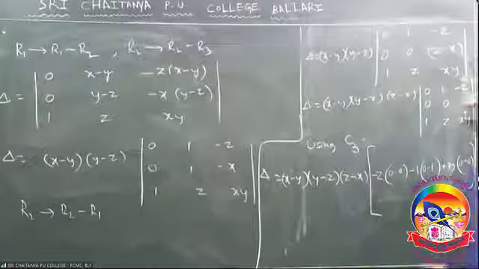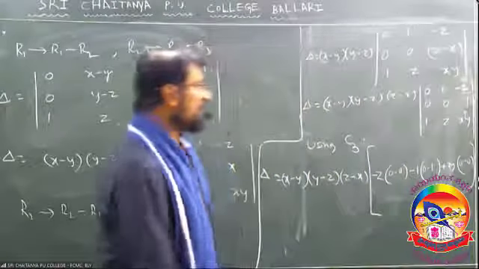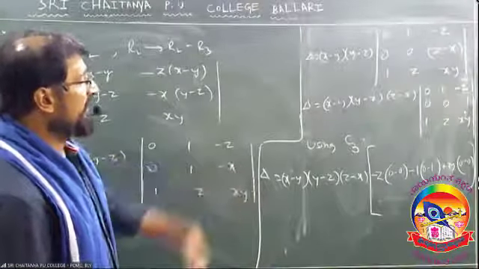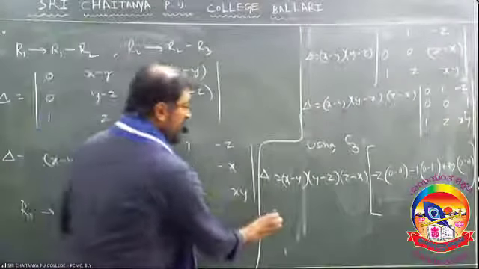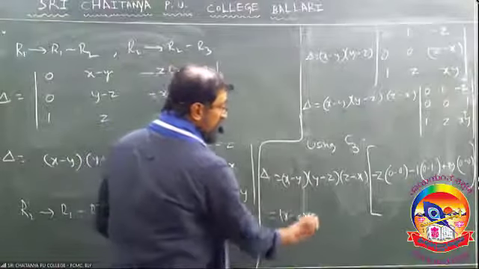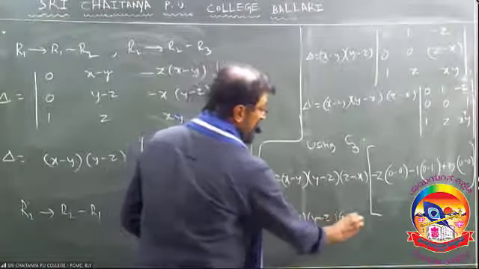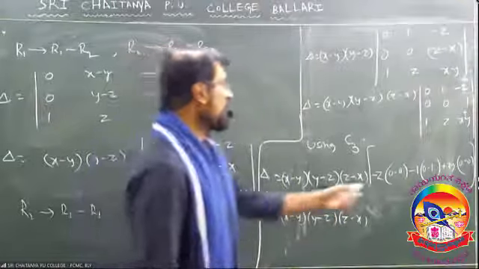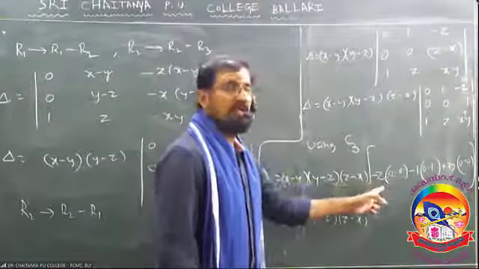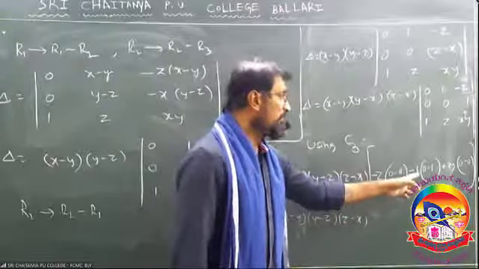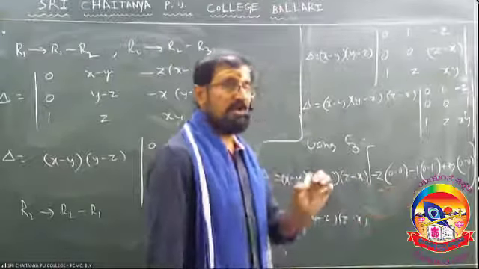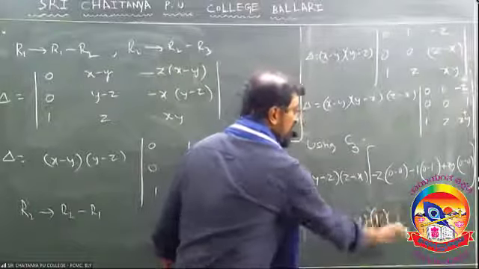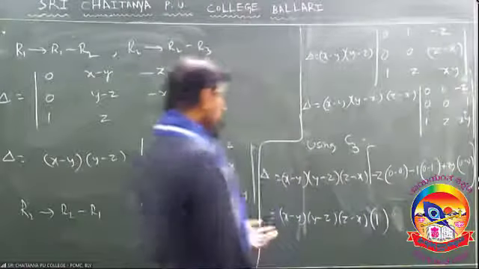Now you are going to get, observe, see here, x minus y into y minus z into z minus x, okay. Observe here, this is 0 into anything is 0, minus 1 into minus 1 is 1, and that is 0. So this entire value becomes 1. This is the value of determinant given to you.